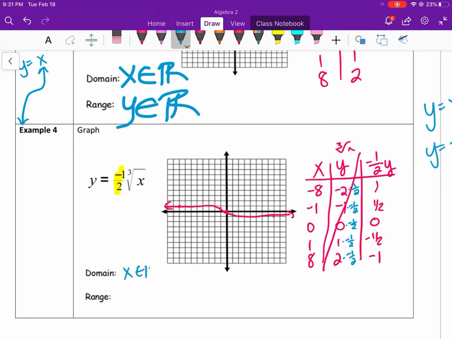The domain is still all real numbers for x's, and the range is still all real numbers for y's in this particular example.